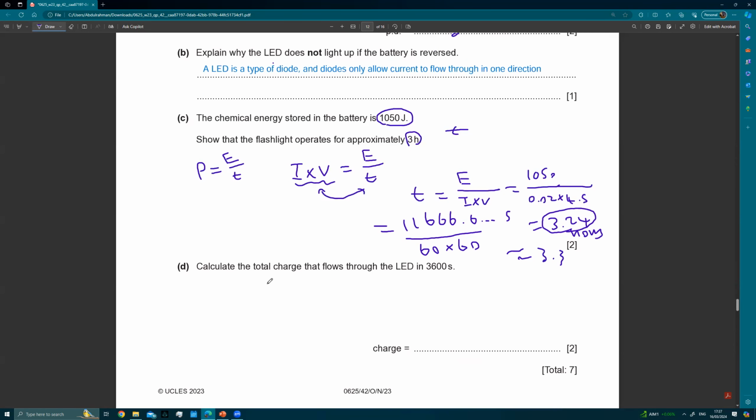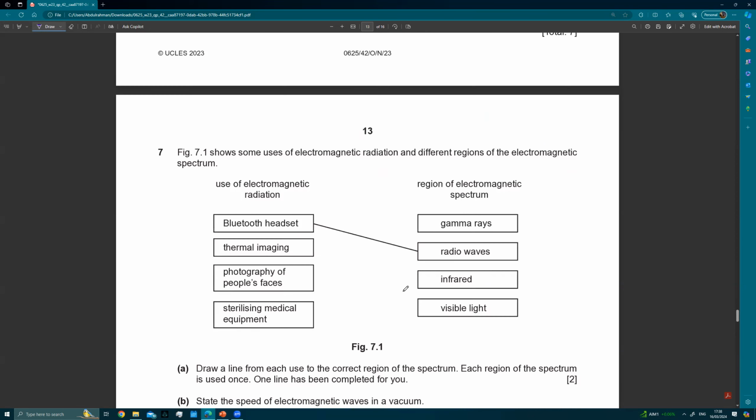Calculate total charge. Well, we know that charge is current times time. The current was 0.02 and the time is 3,600. Into your calculator it goes, and you get 72 coulombs. 72 coulombs, that's the unit for charge.